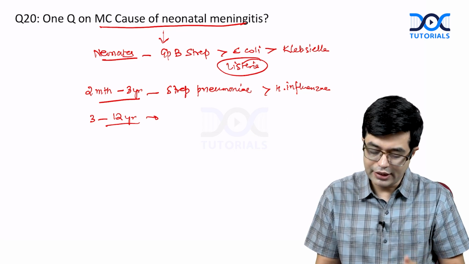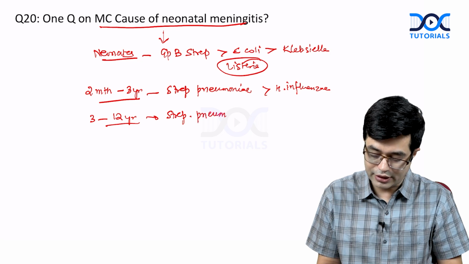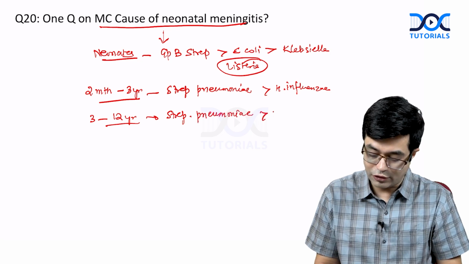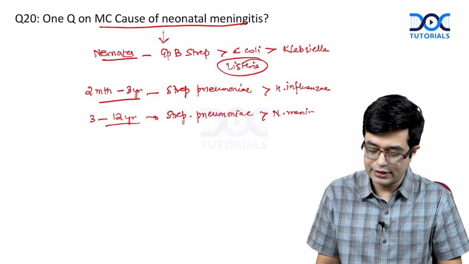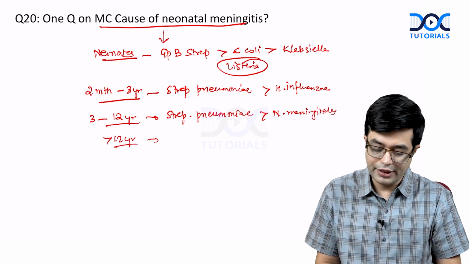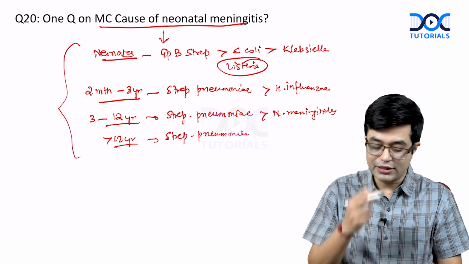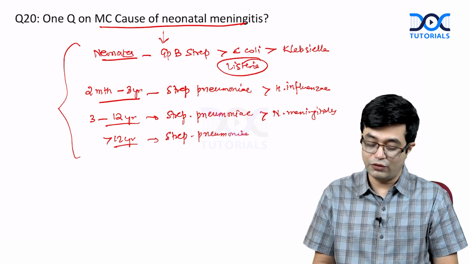They haven't updated yet. But all guidelines, our books are clear now. The pediatric books are clear. It is Streptococcus pneumoniae followed by Neisseria meningitidis. And above 12 years of age, the undisputed king in meningitis is always Streptococcus pneumoniae. So this is the updated list, and based upon what has been asked, you would be answering.